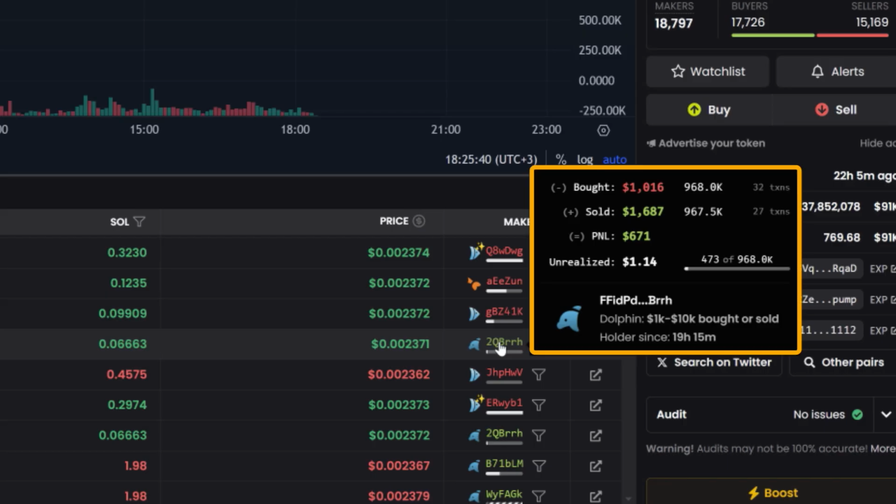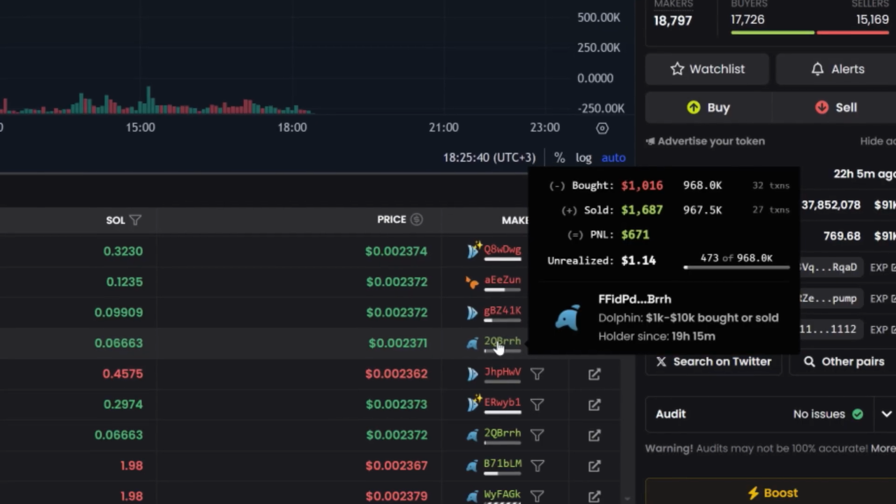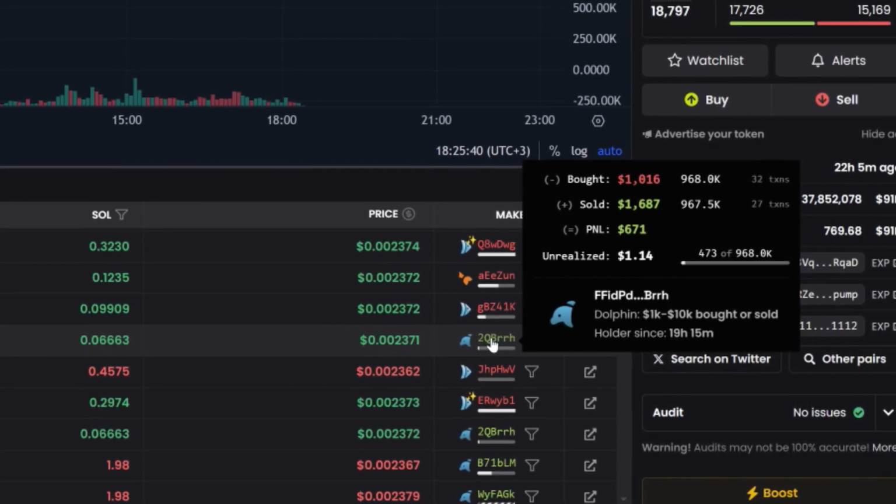I click on a wallet. A window pops up on the right with its data. How much it bought, how much it sold, what balance is left. This shows who's trading and how.